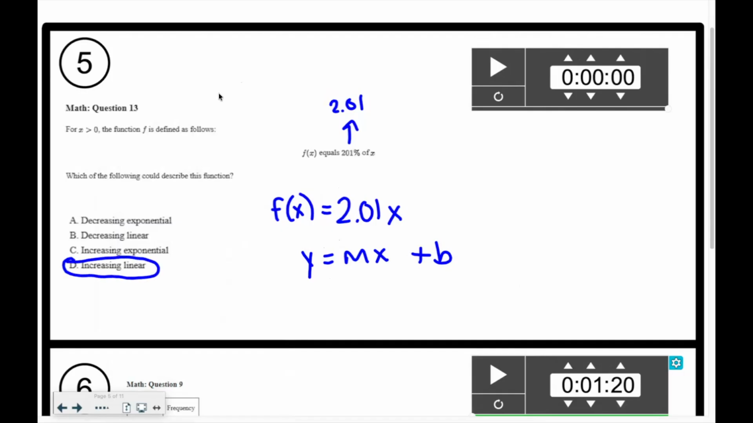If it had said that we're increasing by 201%, that's what would create an exponential function. And there are many problems where percent increase and decrease are modeled by exponential functions, but this is not one of them. I know a lot of times we see things and then we make generalizations. On this one, C is a common wrong answer because of the percentage, but you just got to be careful. It's not increasing by the percentage, it's the percentage of, which actually means that it's linear.